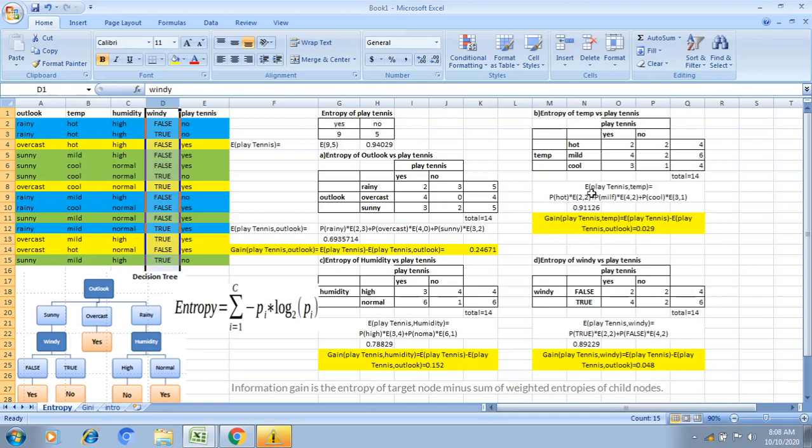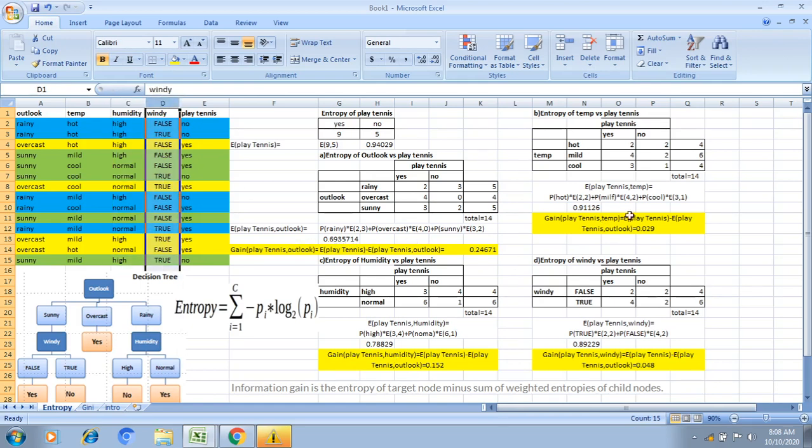Similar way, what is the weightage of the hot? 4 divided by 14. And mild, 6 divided by 14. And also cool, 4 divided by 14. Similar way we need to calculate the entropies. We need to sum all the weightages, then we'll get the entropy of the child node. Then we need to subtract this from this, then we'll get the gain of play tennis versus temperature. Similar way we need to calculate play tennis versus humidity, and windy is the last one.